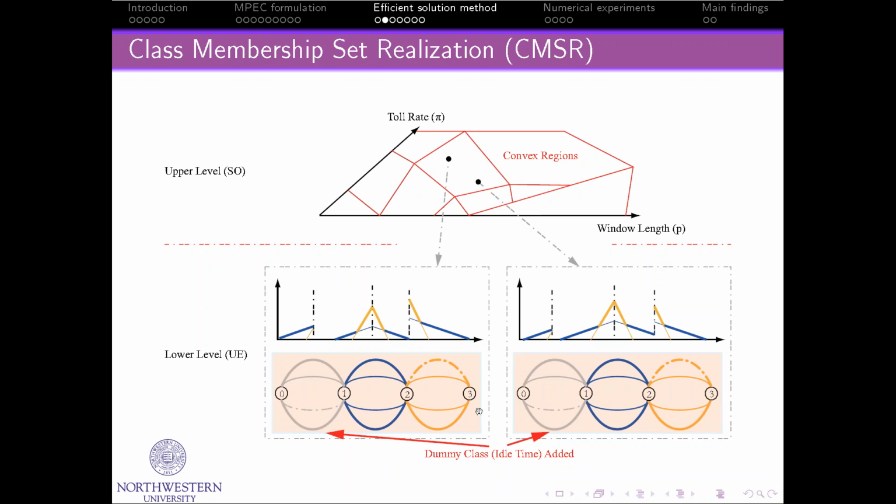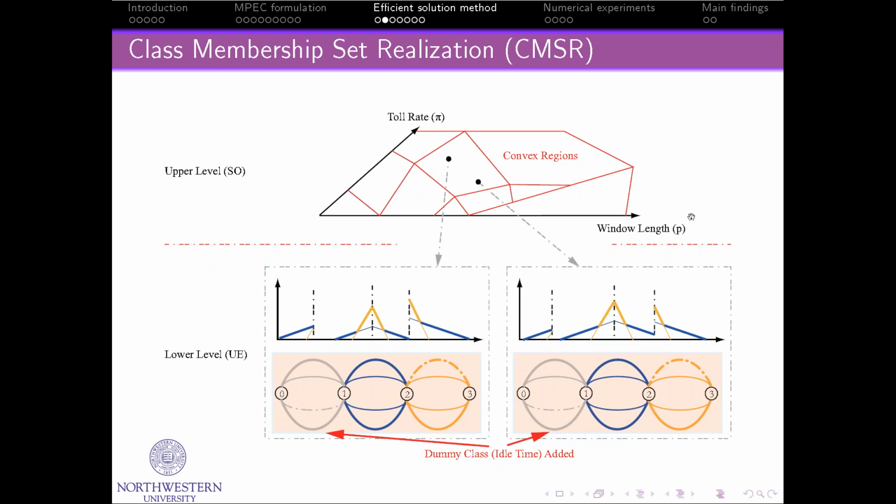So here we use the extended equivalent network to illustrate the CMSR. The solid lines mean that the user class will use the link, and the dashed lines mean the user class will not use the link. So idle time, blue use the first window, all three use the second one, yellow and blue use the third one, and all three use the last one.